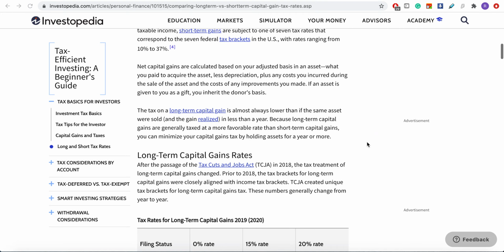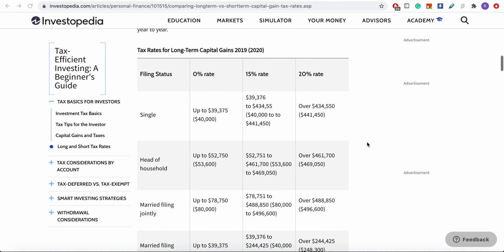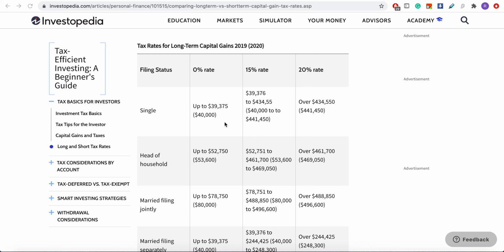So you can probably see that right here, right? So this is long term. So usually what happens is, if you are doing long term, up to 39,374, you don't pay anything. So basically if you made 39,374, that's your total income for the year.